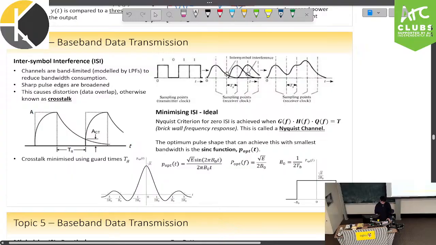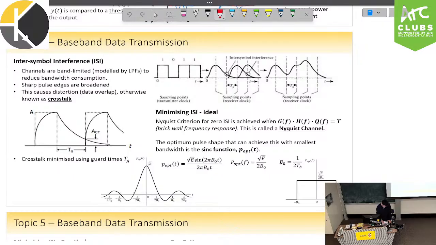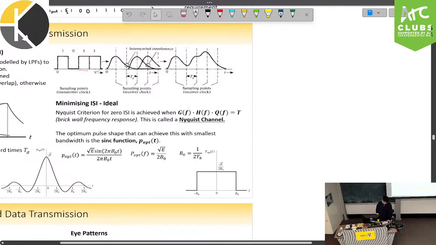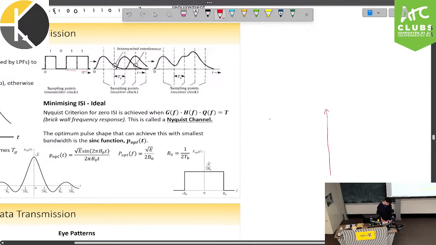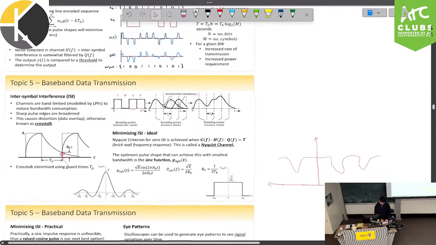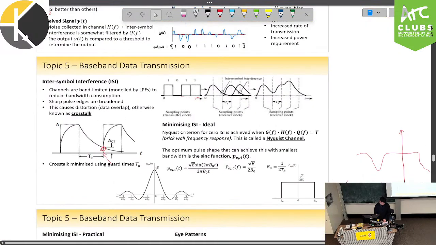Cool. Moving on to ISI. So ISI is a consequence of when we have band limited channels. Because they're band limited, if we have 2 pulses that are very close to each other, then we will get some sort of overlap, which causes distortion when we demodulate at the output. So in terms of minimizing ISI, we get the minimal ISI when we have a frequency response that is what we call a brick wall. It's just flat. This is because this is saying that we treat every single frequency the exact same. If we had some sort of varying frequency response, that means we would be treating different frequencies differently, hence resulting in this distortion in ISI occurring.